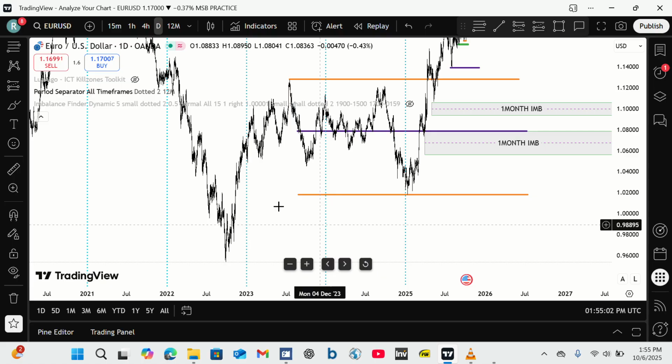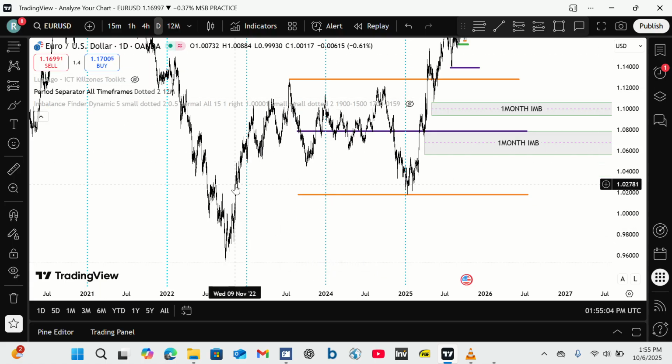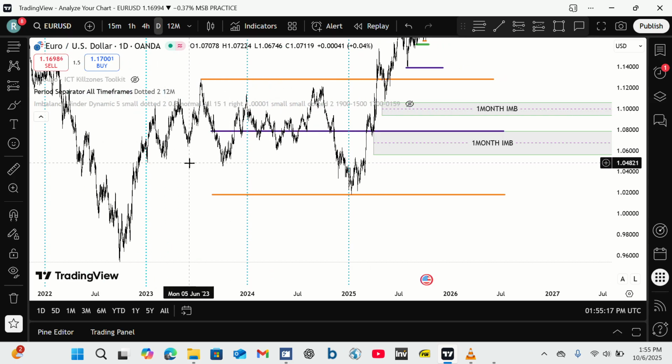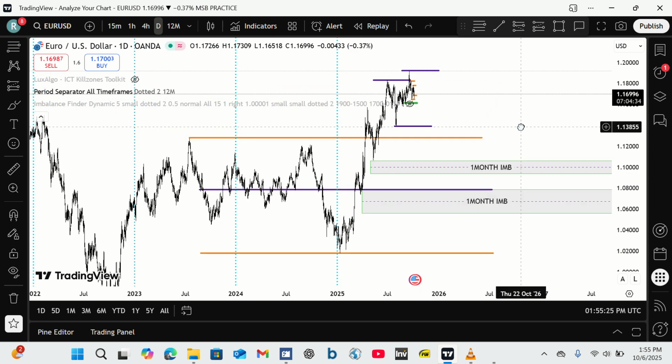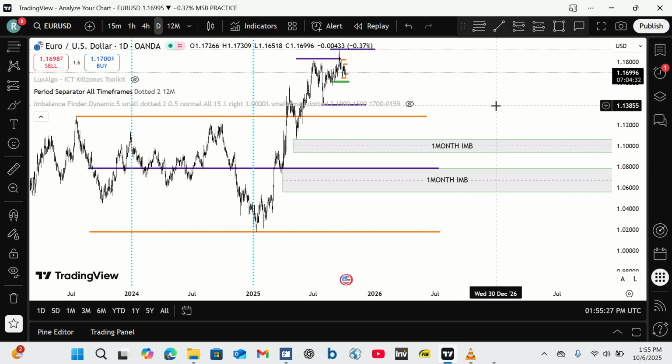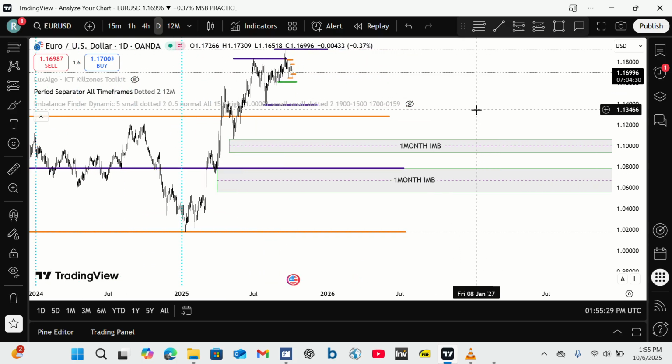Not only the 12 months high and low, but we also have the quarterly, that is every 3 months. There are 4 quarters in a year, so every 3 months. The high and low of the last 3 months are also sensitive areas where price could react.